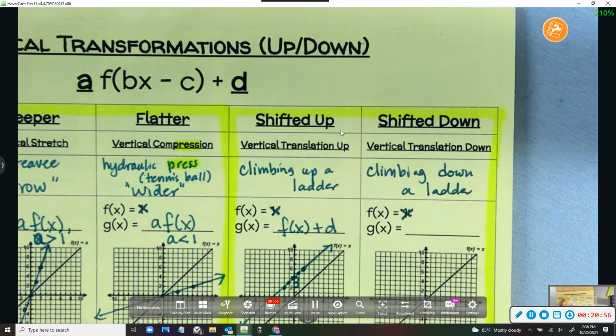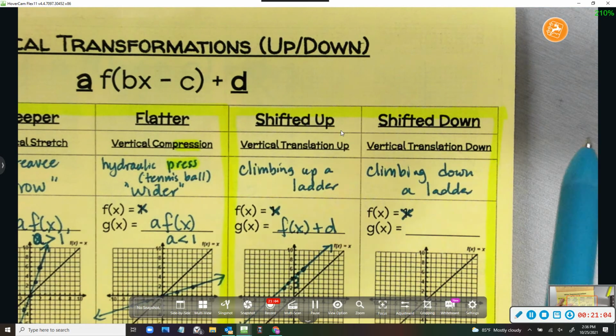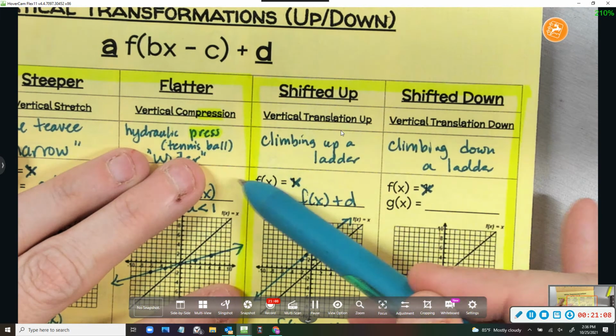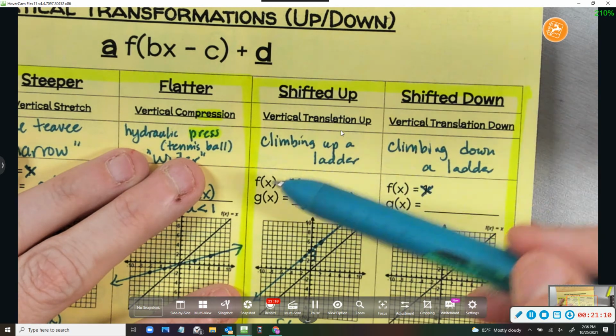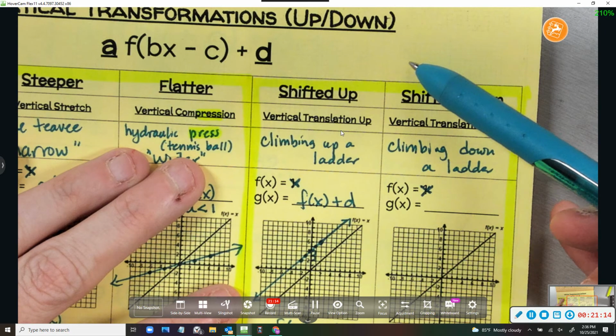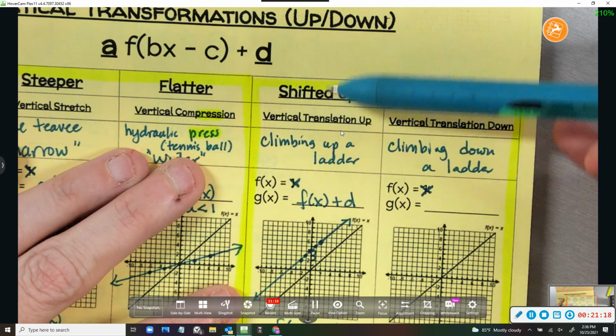Yeah. And somebody said, well, what about riding an elevator? I'm like, yeah, you could do that. And they're like, what about riding an escalator? No. Because an escalator goes at an angle. It doesn't go straight up or straight down. So an escalator would be more like slope. A shift goes up or down. That's why I'm saying a ladder.